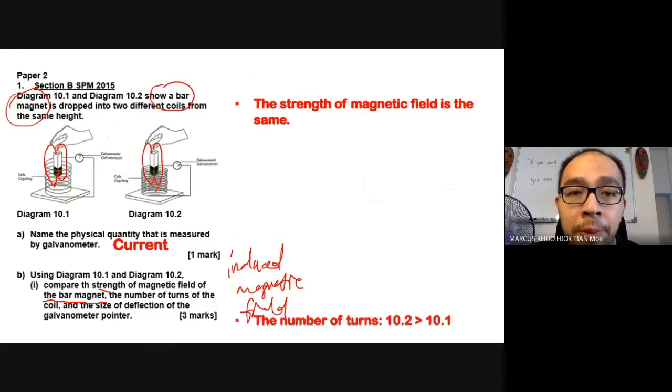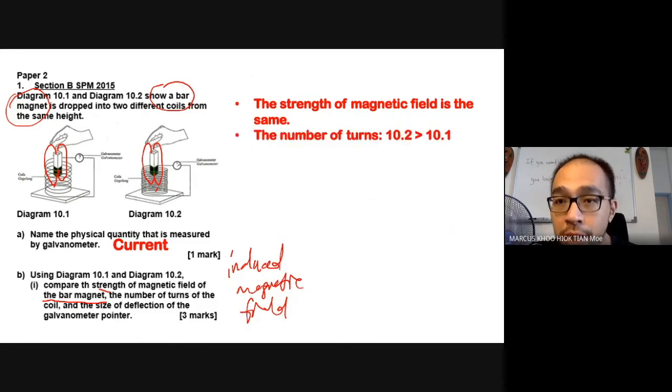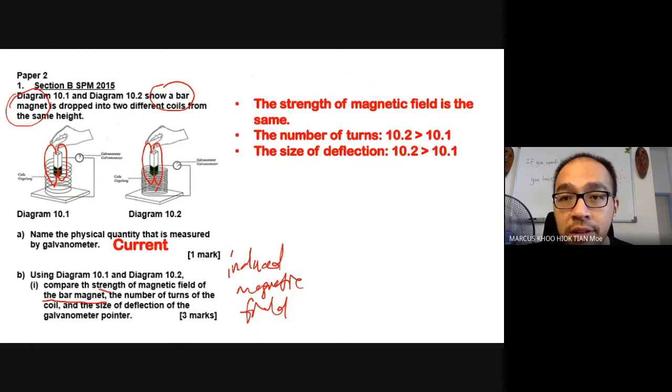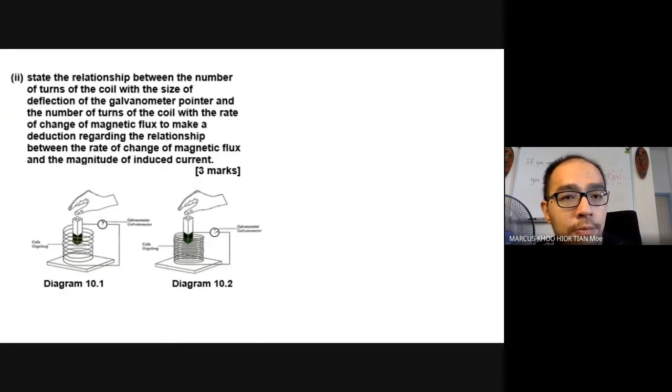Okay, good try. This is correct. The number of turns at 10.2 is more than 10.1, and the size of the deflection at 10.2 is more than 10.1. Okay, very good. Mordecai, the relationship, please. There are three relationships here. Number of turns of the coil with the size of deflection. Number of turns of the coil with the rate of change of magnetic flux. The rate of change of magnetic flux with the current. Okay, go ahead.